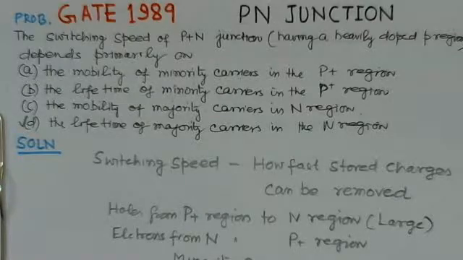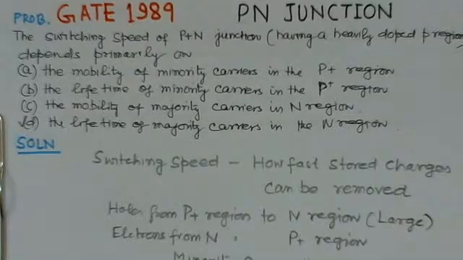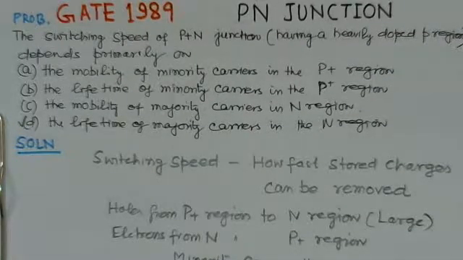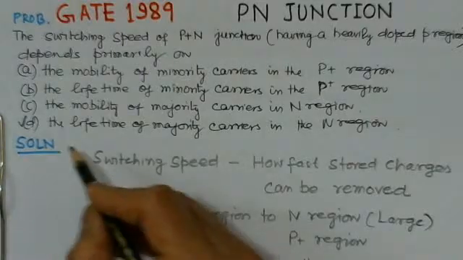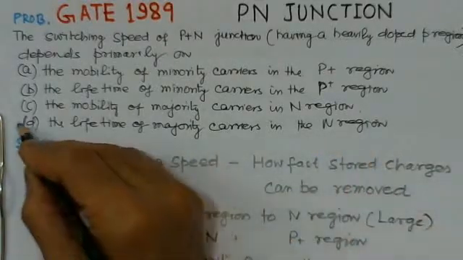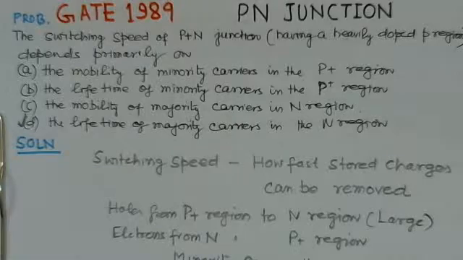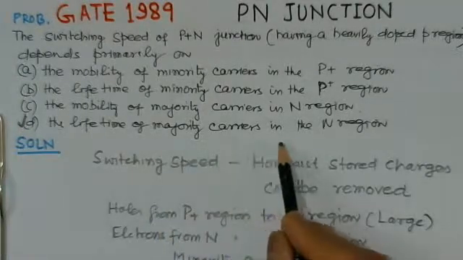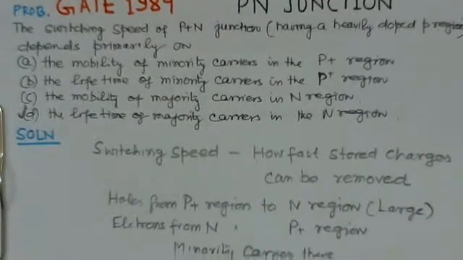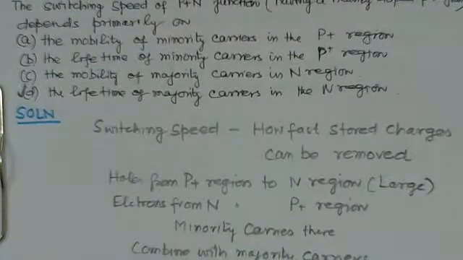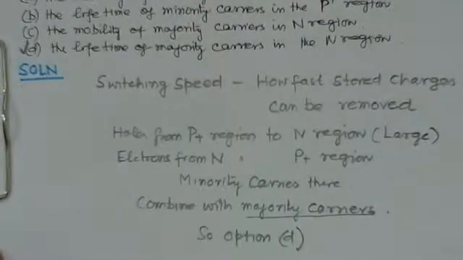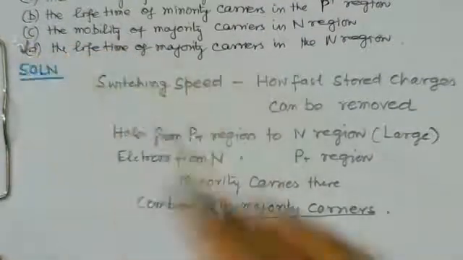So if the majority carriers of the other region can combine very fast, the charges could be removed fast. So it will depend upon the lifetime of the majority carriers in the N region. That means N is the region where most of the holes, as minority carriers, have gone in. So we are more concerned with the lifetime of majority carriers in the N region. So option D is the right choice here. This option D is the right choice. Thank you.